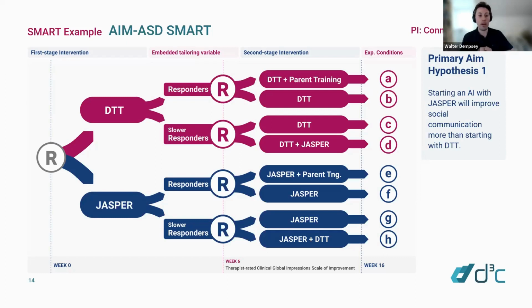And so you want to say, is it better to start with the cheaper option than the more expensive, and then augment with the more expensive? That's the typical motivation. And so you have data on each component. You have evidence that DTT works, evidence that Jasper works, evidence that parent training works. And you have evidence that people who start with DTT, some are responding and some are not responding, right? So you have motivation for all the key components in the SMART, but you don't have SMART data so far. I think that's the prototypical setting you'll be in when you're designing a SMART for the first time. And that's also why the primary hypothesis is just initial intervention.